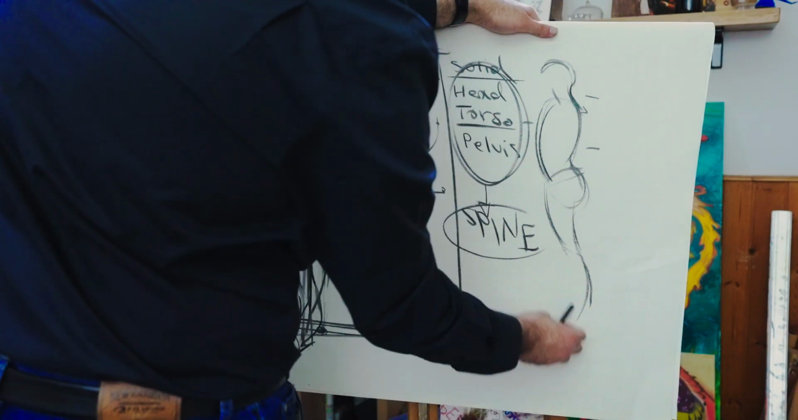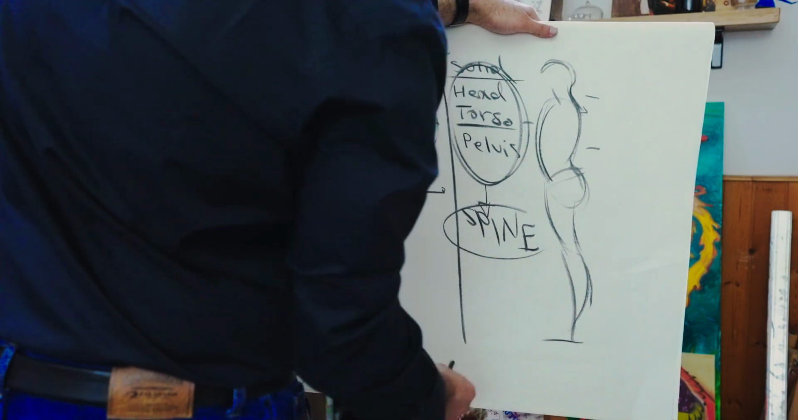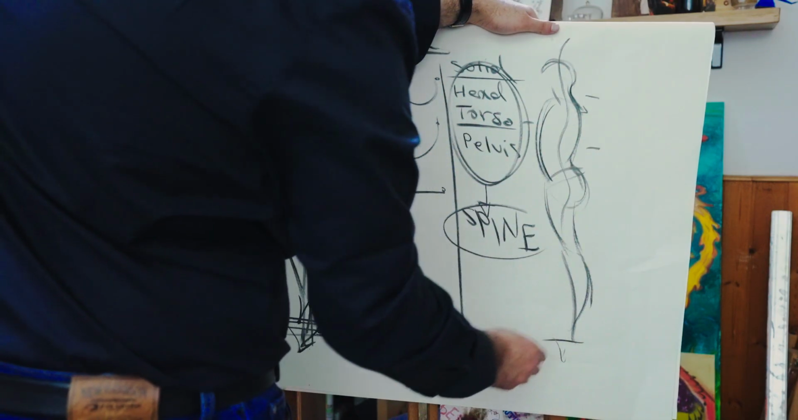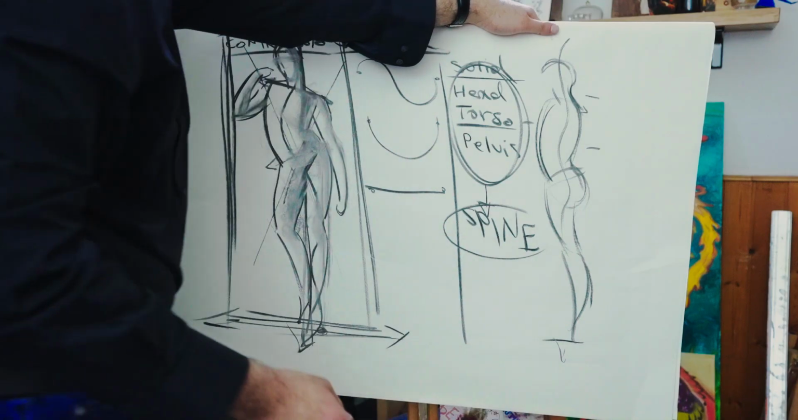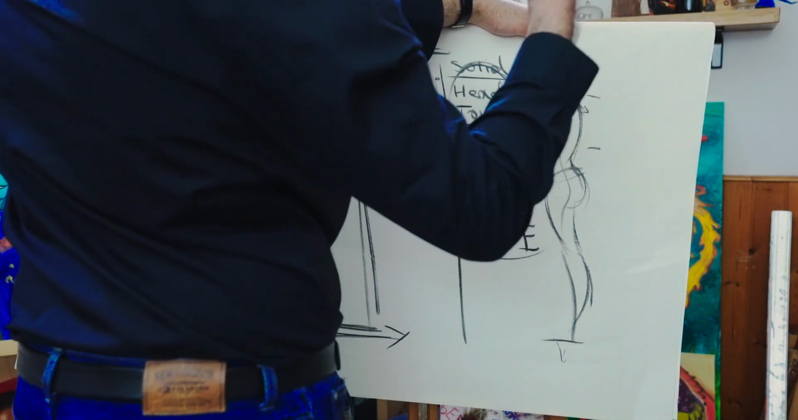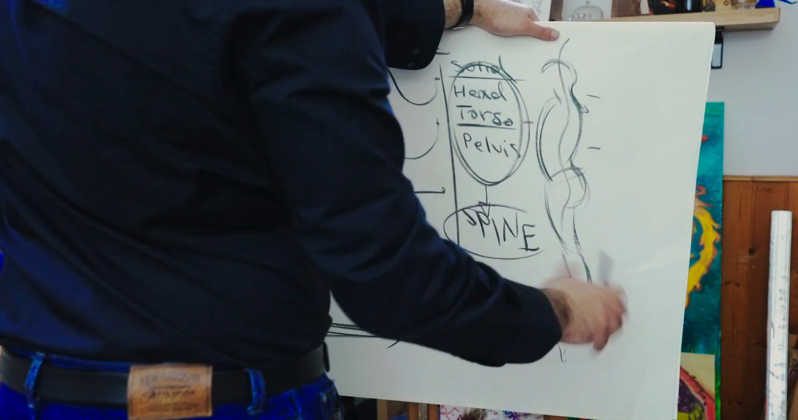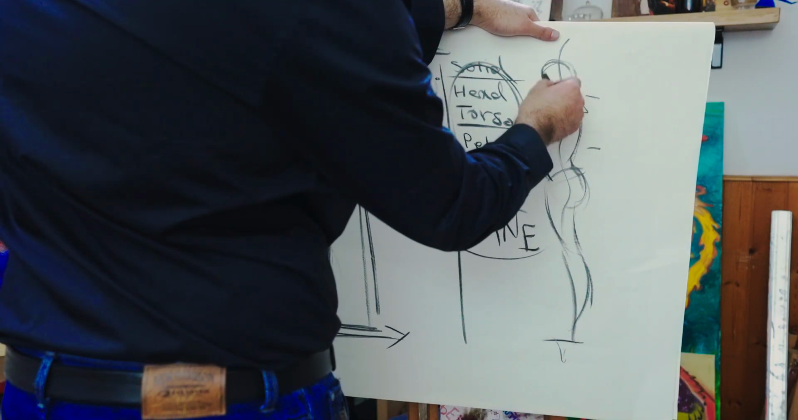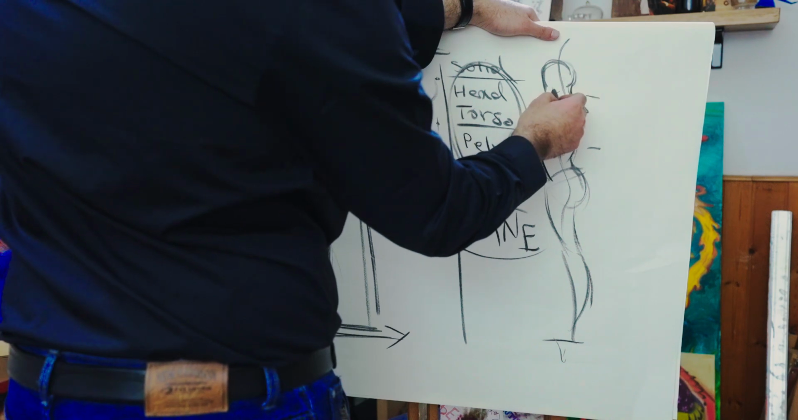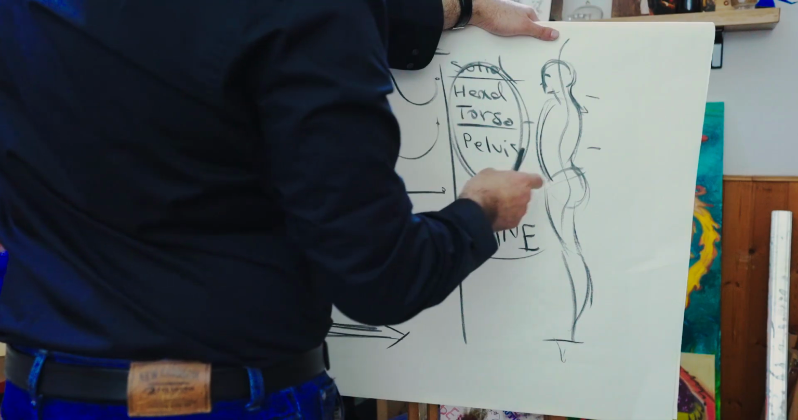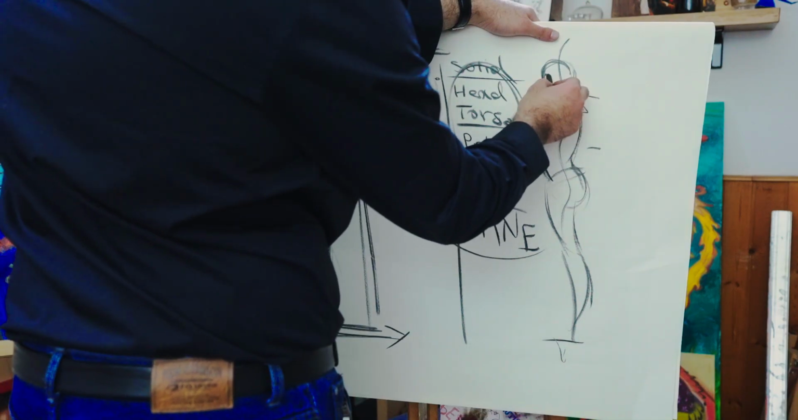And then you can add the legs. But this is the flow, okay? The human body. And it's not like a stick of wood. It's like water. Think about the waves. That's exactly the way our body works and moves.